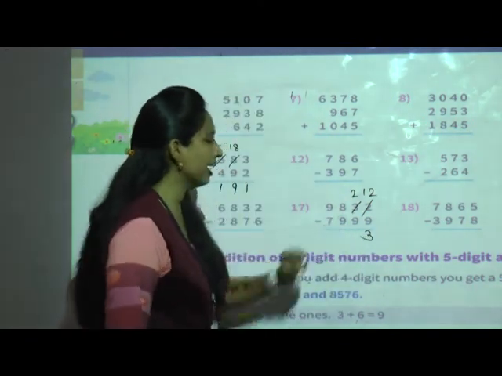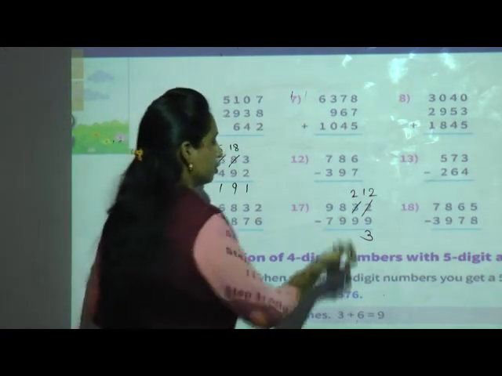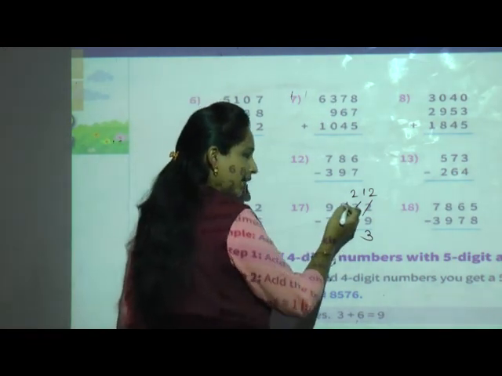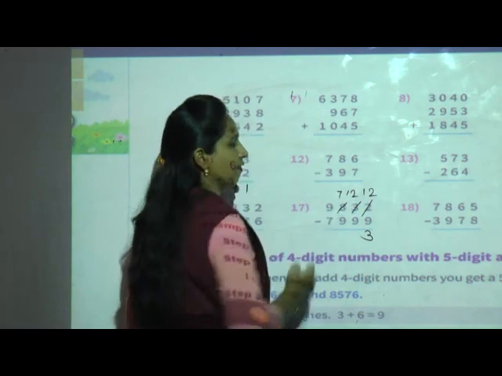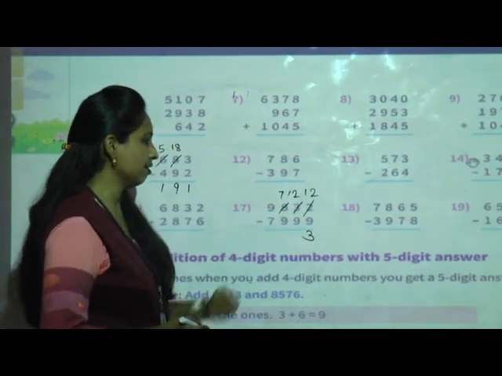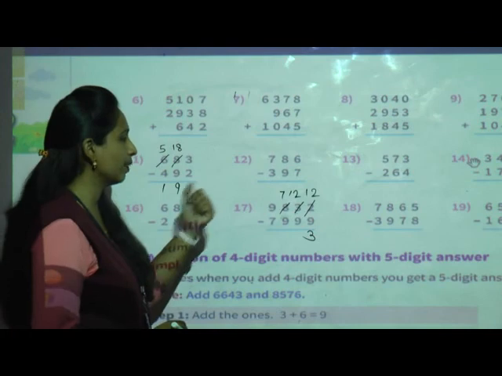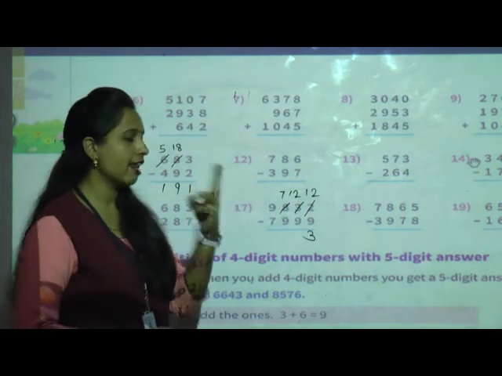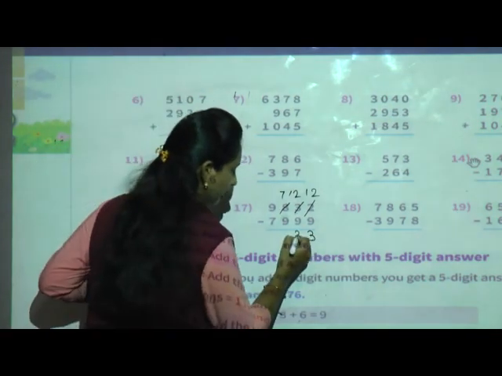Okay. Now 2 minus 9. Again we cannot do. Just go to neighbor. Neighbor is having 8. He will give 1. 7 will remain. Again 12 minus 9. Just count after 9 till 12 comes. 9 after 10, 11, 12. Again same 3. So write 3 here.